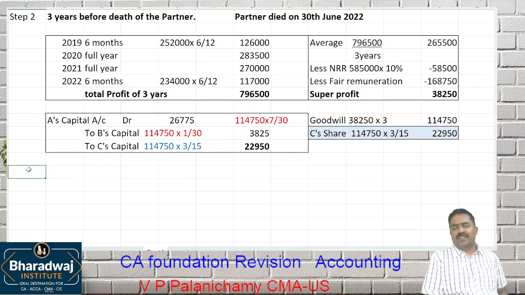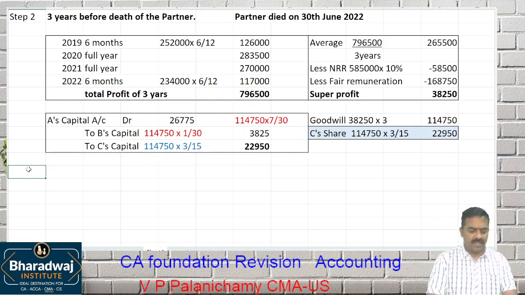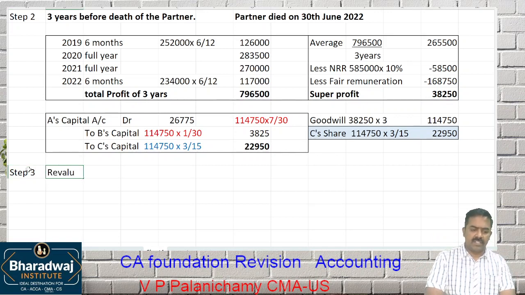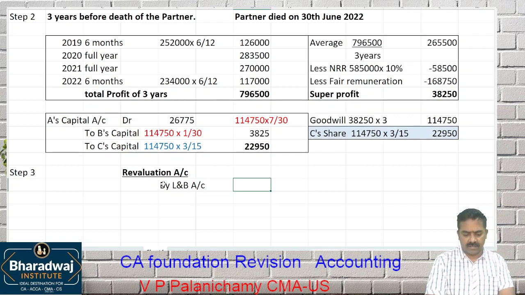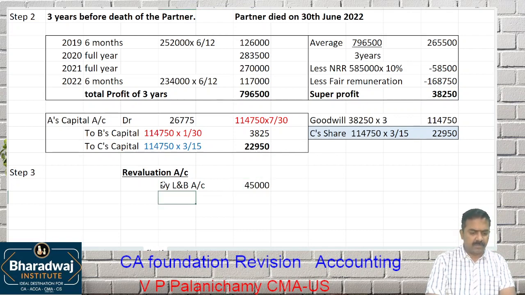Step 2 is over. Then step 3. Step 3, which account? We can prepare the revaluation account. Credit the gains and debit the losses. What all will come? Revaluation: by land and buildings, 45,000. Land and building 45,000. Two, furniture and fixtures.